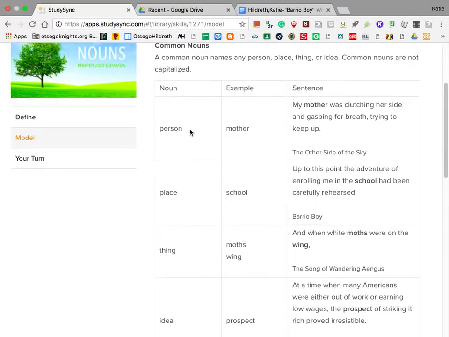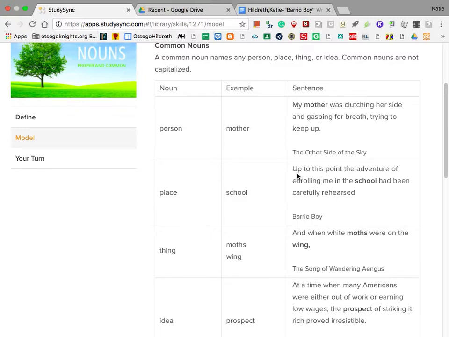So, they give you examples. Person. An example would be a mother. My mother was clutching her side and grasping for breath, trying to keep up. It's not a specific mom, so that's why it's not capitalized, okay? Place. An example would be a school. It's not telling us a specific school, it's just using the word school, so that's why it's a common noun.